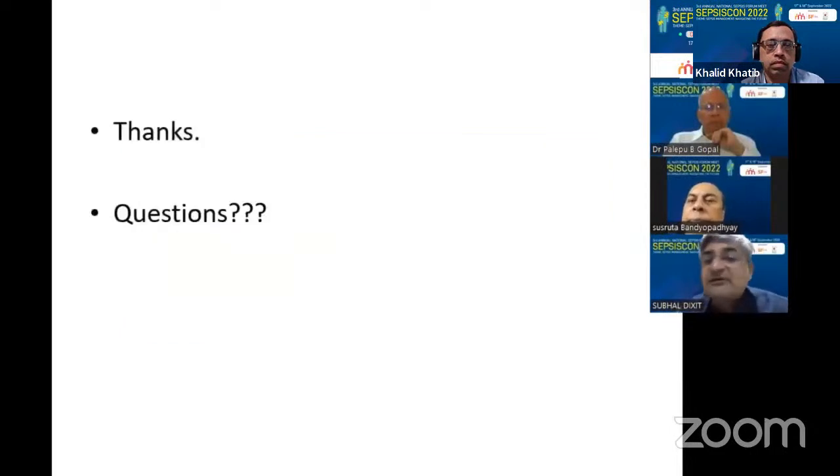So I would like to thank all the panelists, Dr. Rajesh Mishra as the president of the ISCCM, Dr. Khalid Khatib, Dr. Palepu Gopal, Dr. Ashit Hegde, and Dr. Shushruta Bandopadhyay for sharing their valuable time and their thoughts on this third Sepsiscon, which is going to be held virtually. And of course, we'll be discussing the rational use of antibiotics in the intensive care units.